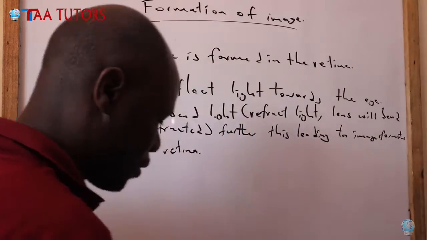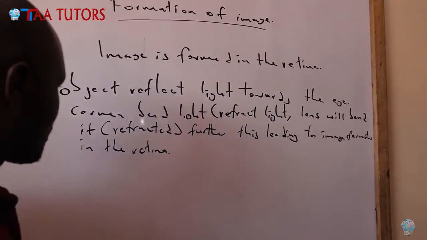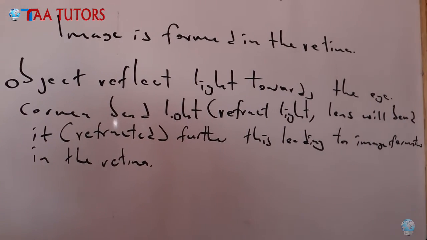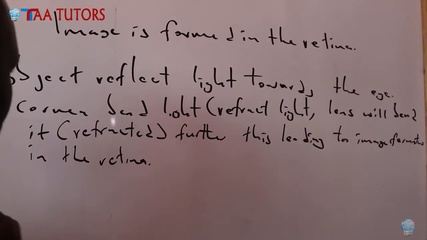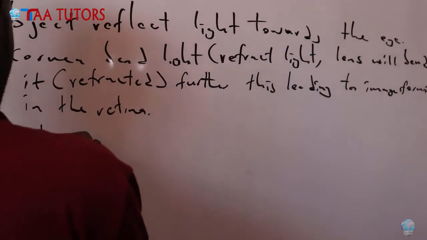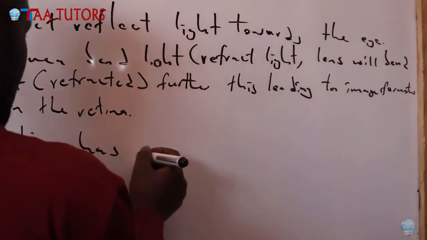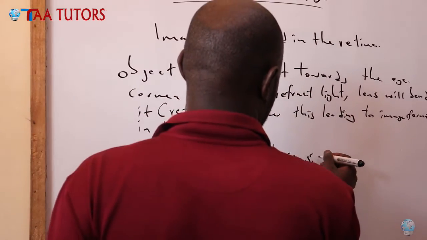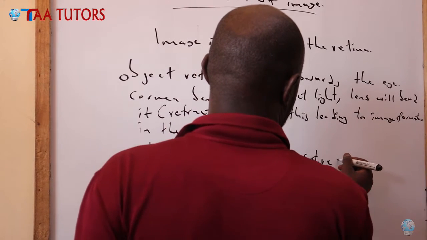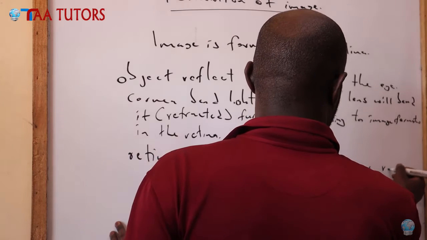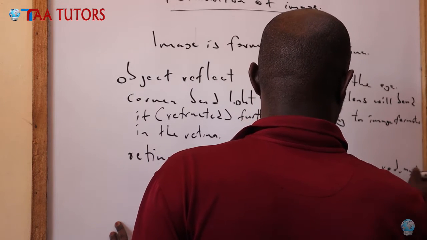Now, just a little bit of a reminder: this particular image is actually formed upside down on the retina. And I have just said that the retina has light sensitive pigment. These are rods and cones.